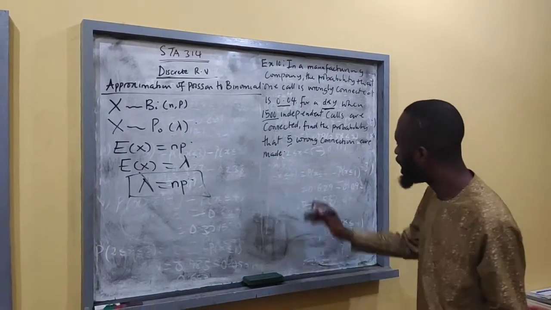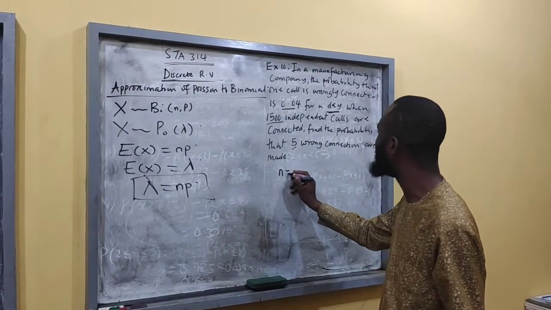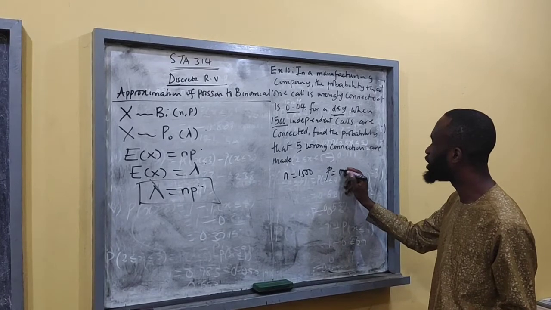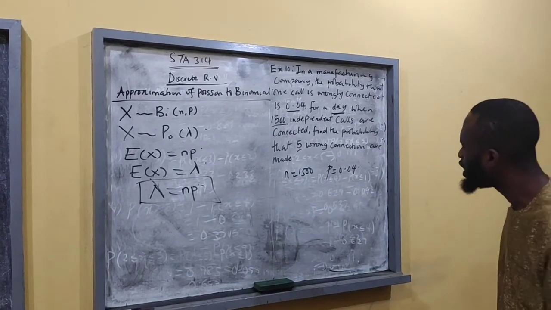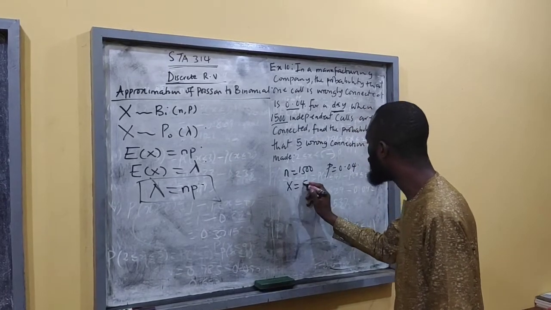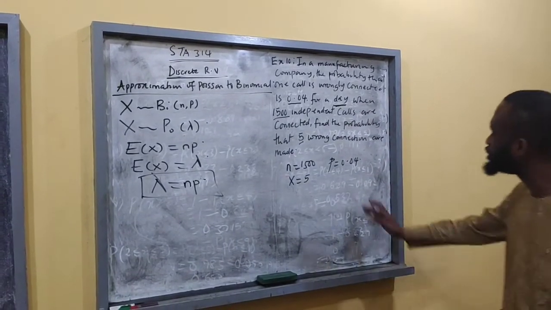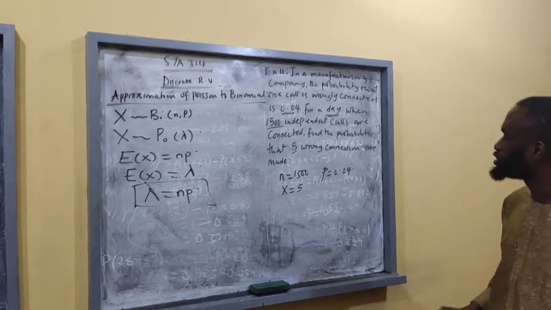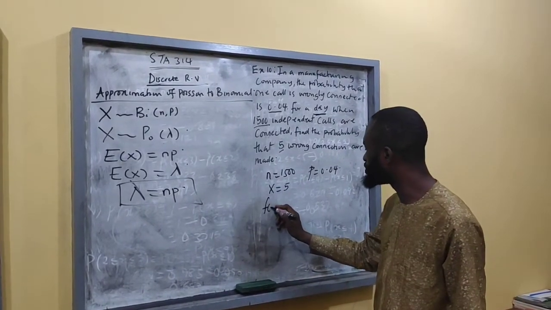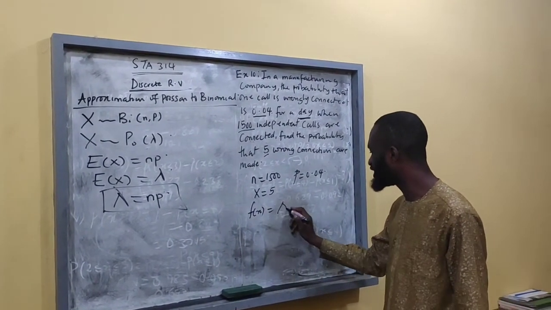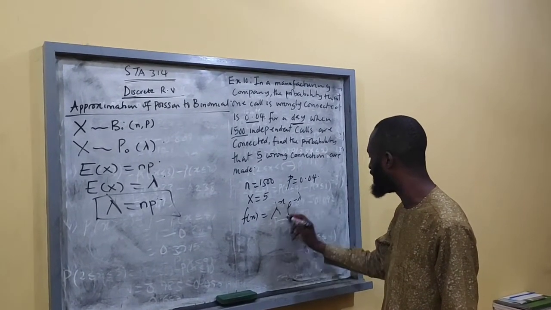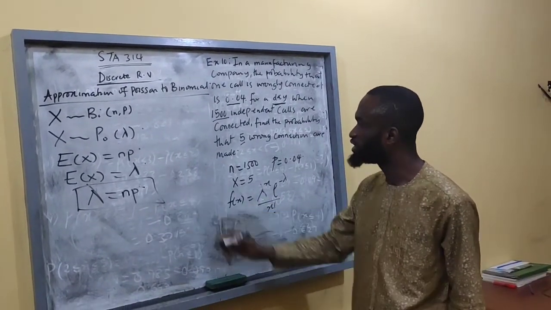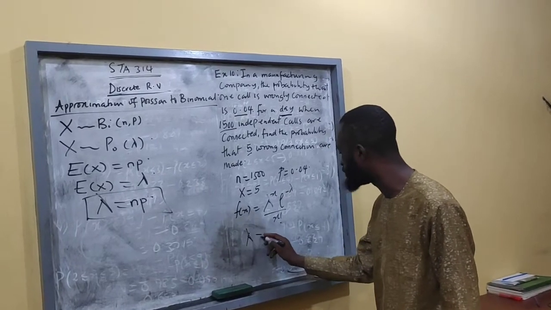Our given n here is 1,500, and our given p is 0.04. Then our x is equal to 5. If you go and use binomial, you are wrong. You need to consider the question very well. We are going to use Poisson, and the PDF of Poisson is lambda raised to power x, e raised to power minus lambda, divided by x factorial. I have all other parameters except for lambda. From the knowledge of approximation, my lambda can be expressed as np.